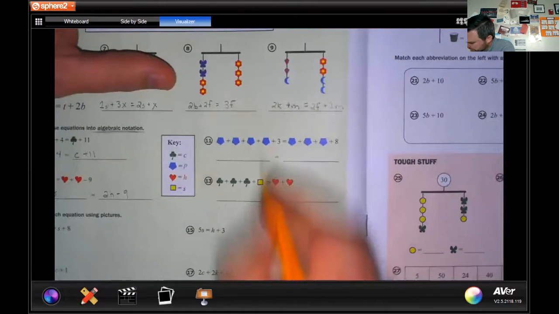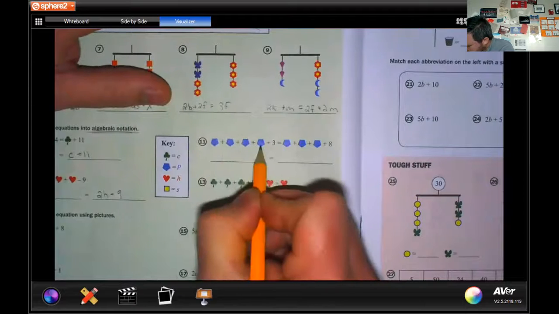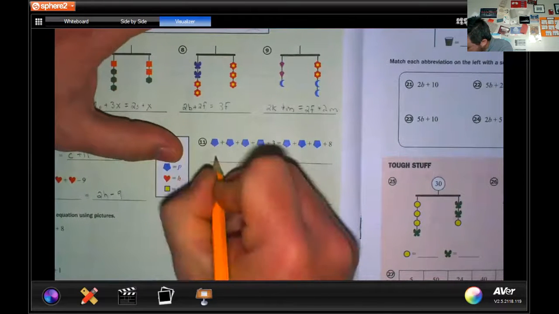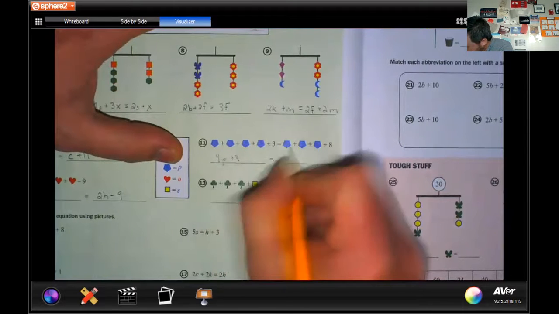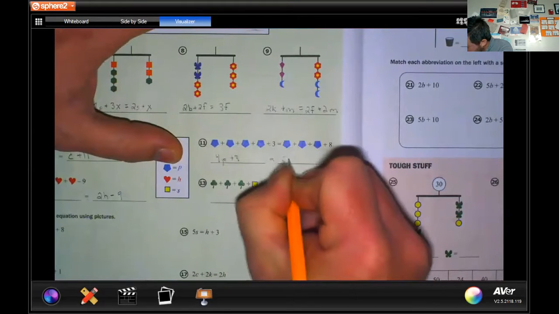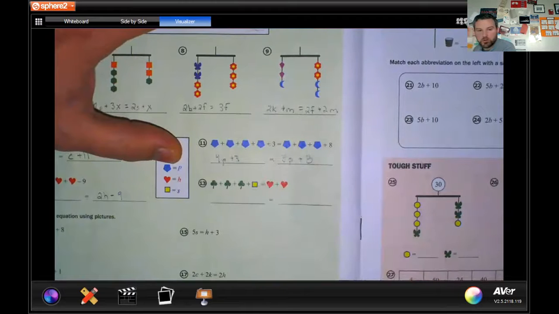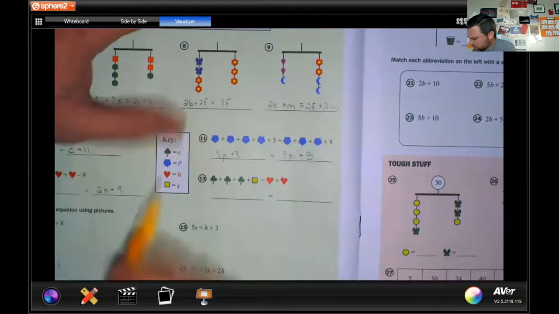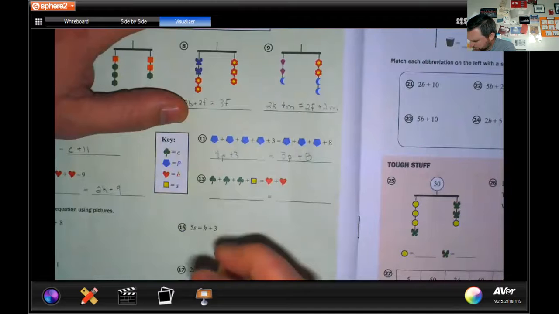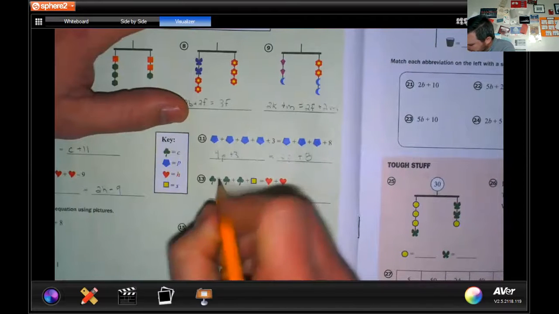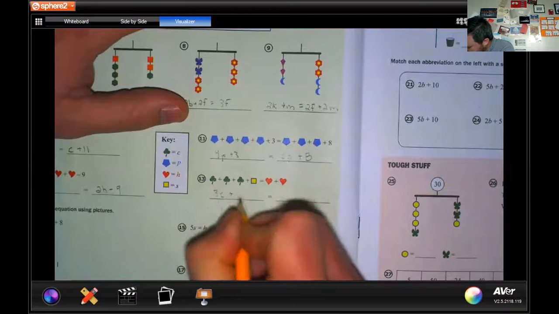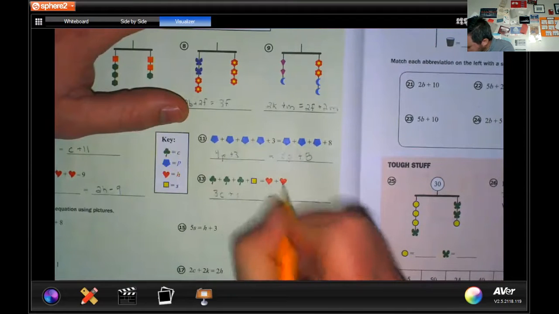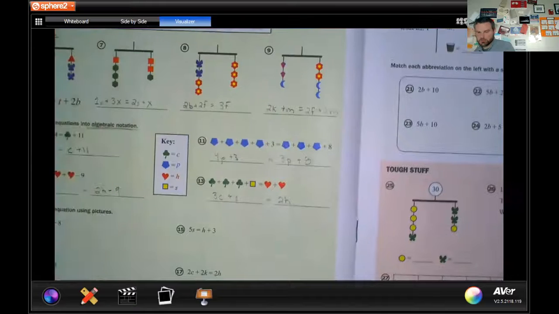All right, we go over here. 1, 2, 3, 4 pentagons, which is P. So I got 4P plus 3 equals 1, 2, 3P plus 8. Hopefully you're kind of getting the hang of this. Make sure you're using the key here to help you out. All right, so I got 1, 2, 3 clovers plus a square equals 1, 2 hearts. So 2H.